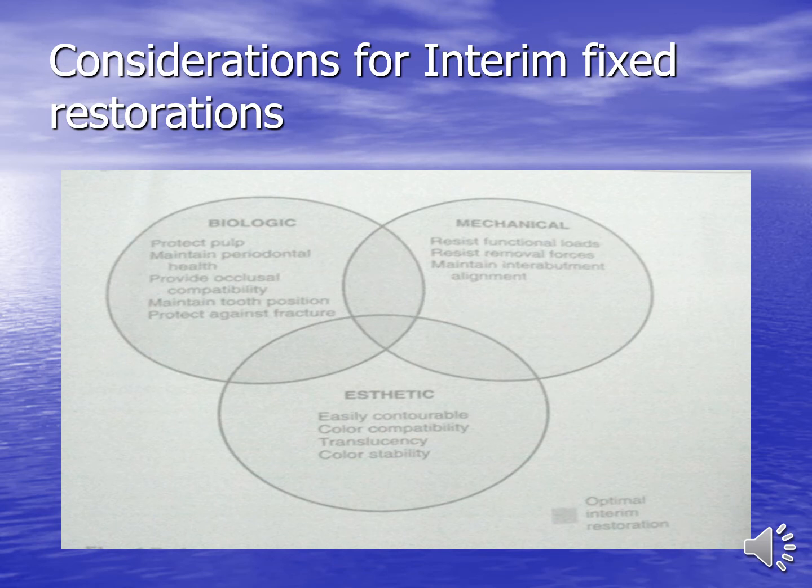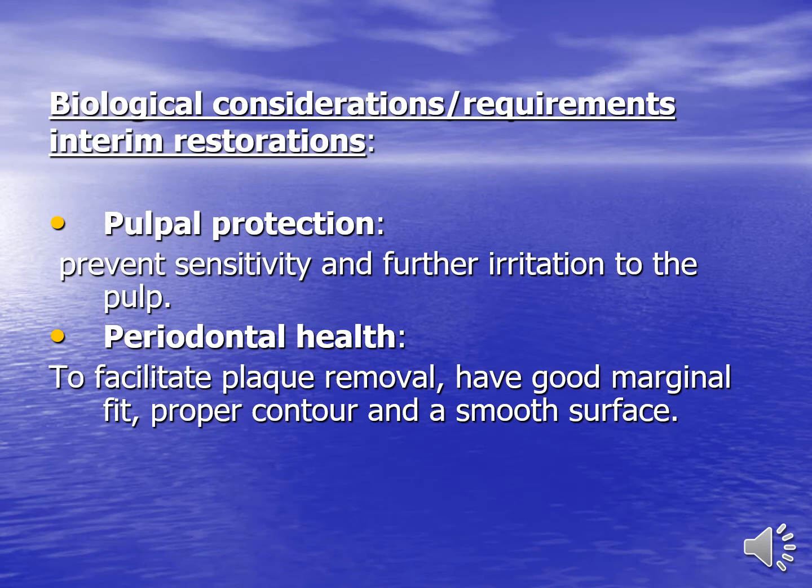According to Rosenstiel, we have to consider certain considerations regarding interim fixed restorations, and we classify them into biological, mechanical, and aesthetic considerations. Now, one by one, I'll be explaining these in detail. First of all, biological considerations or requirements related to interim restoration. Foremost is pulpal protection. It should have an insulating effect, meaning preventing sensitivity and further irritation to the underlying pulp.